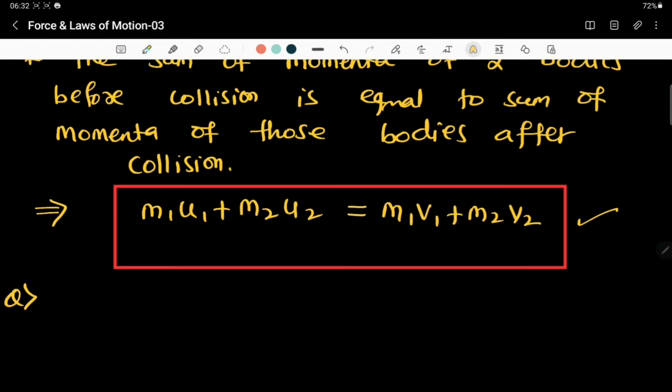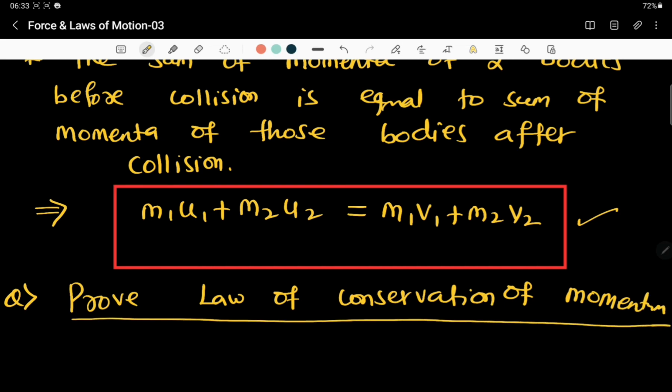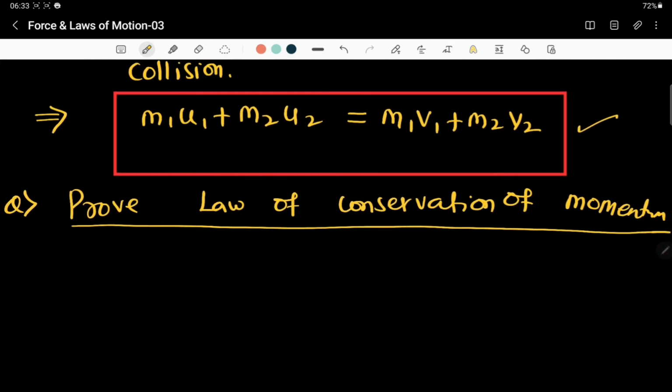Okay, so now we have to prove the law of conservation of momentum. Prove the law of conservation of momentum. All right, so how to prove that? I'll give you a simple approach to prove this. Just to have some practice, let us draw these diagrams one more time.